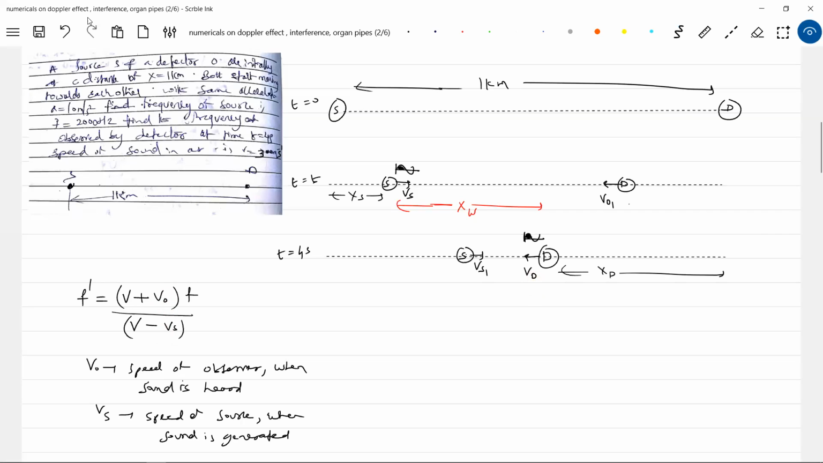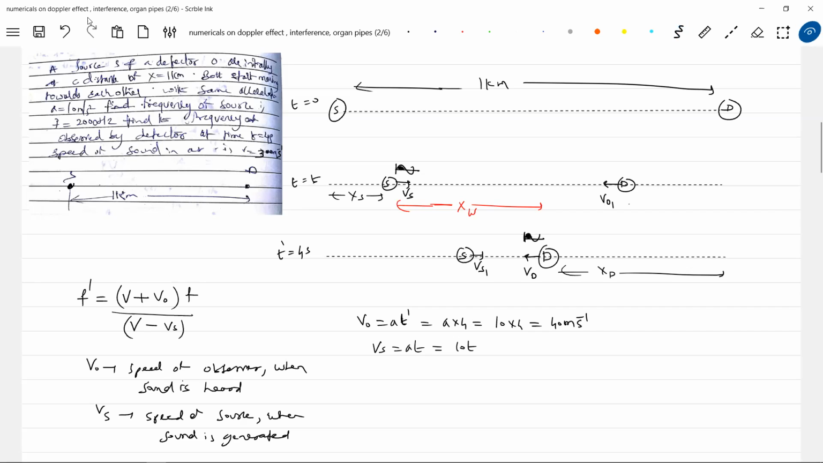We know VO. What is VO? This is A into 4. So we know acceleration 10. So 10 into 4, 40 meter per second. What is the only unknown thing? The Vs is unknown. What is Vs? Vs should be equal to A into T. So this is 10T. The T is the unknown thing.